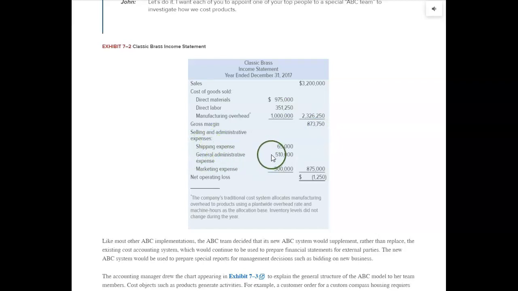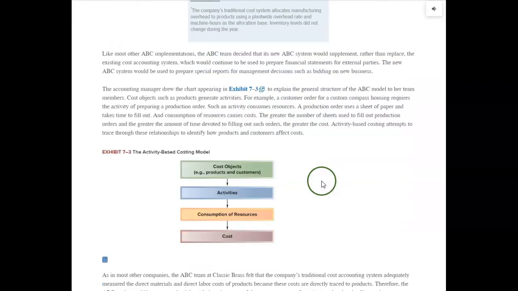These should look familiar. Shipping cost, general administrative expenses, marketing expense. They total $875. And so the company has a net operating loss of $1,250. So we're losing money. So let's see if we can split these overhead costs out to see if we can identify certain activities where we are losing money, so that we can see what to do about those.